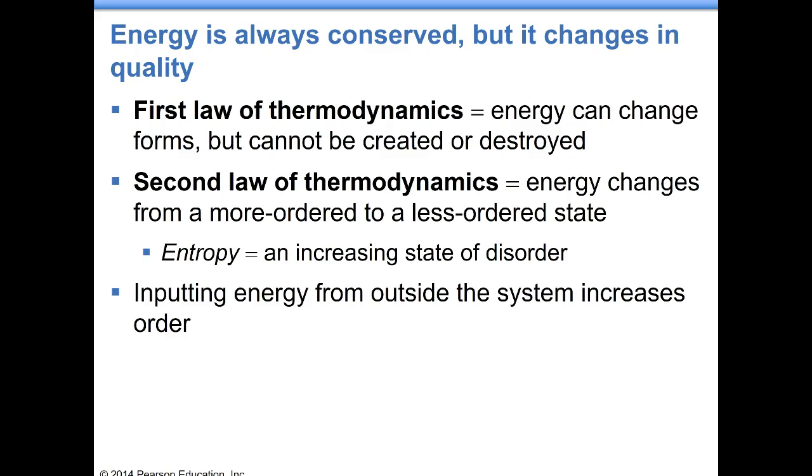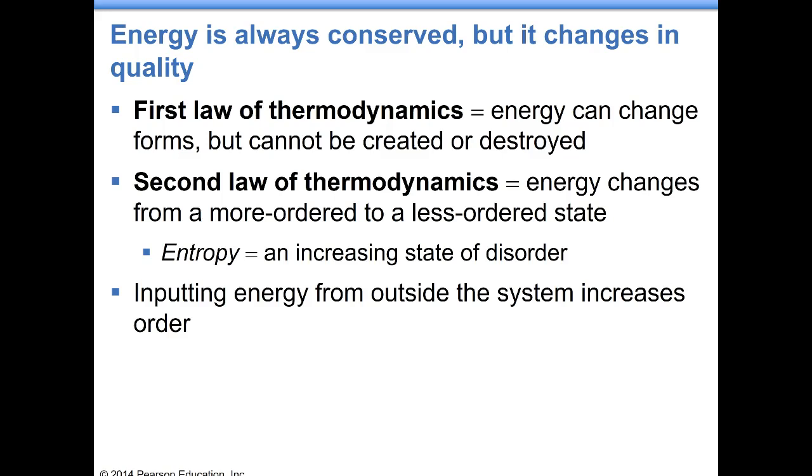Energy is always conserved, but it changes in quality. That's something that we need to know. We didn't discuss this in biology, but you might have had it a little bit in chemistry if you had honors or AP Chem. We're going to talk about the first law of thermodynamics, which says that energy can change forms but cannot be created or destroyed. That's kind of like the law of conservation of matter, or conservation of mass. It can change forms, but it cannot be created or destroyed.